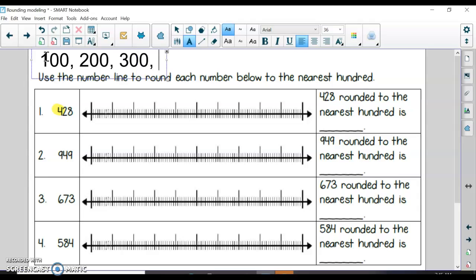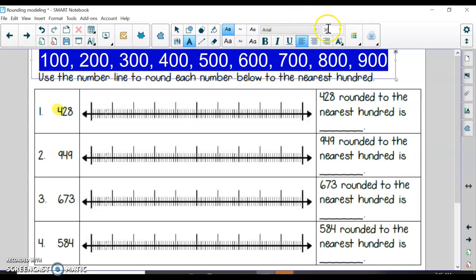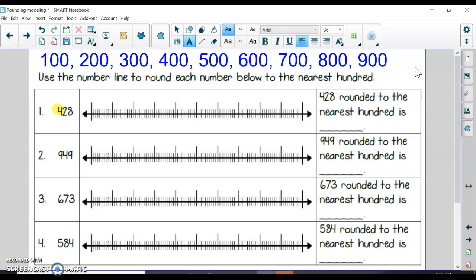So if I really need to, there's no shame. I'm just going to write my hundreds up here. And it will just help me with my skip counting if I need help with making my number line. Okay, so I'm going to have that as a guide at the top. Well, when I look at 428, it is very, very clear to me that 428 falls between 400 and 500. So on my number line, I'm going to start my number line at 400. Okay, and then I'm going to end it at 500.